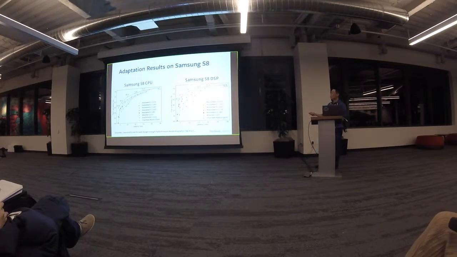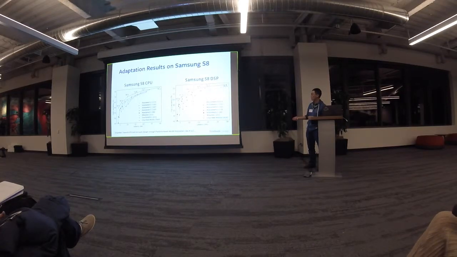CPU is one situation for the hardware. We can also run it on the DSP device. If you use DSP, typically you have a better kernel to run the convolution, so you get a little bit better performance compared to the CPU. You can see that, for example, under the same latency constraint of 30 milliseconds, it gains about 1.3% accuracy improvement. At the lower end, at 4 milliseconds, it gets almost a 4% improvement.